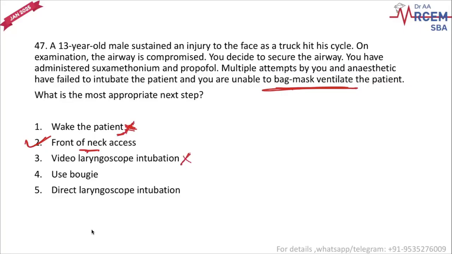Video laryngoscopy comes in plan A. Use of bougie comes in plan A. Direct laryngoscope intubation comes in plan A. Now you are in plan D, where front of neck access is required.